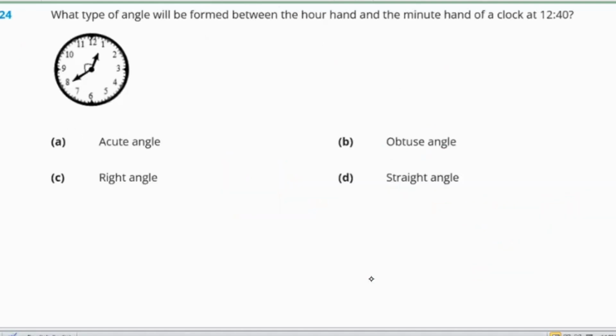The next question is asking what type of angle will be formed between the hour hand and the minute hand of the clock at 12:40. If we look at the figure and the angle, we can see this is that kind of angle, which is more than 90 degrees. More than 90 degrees means it is an obtuse angle. Okay, let's move on.